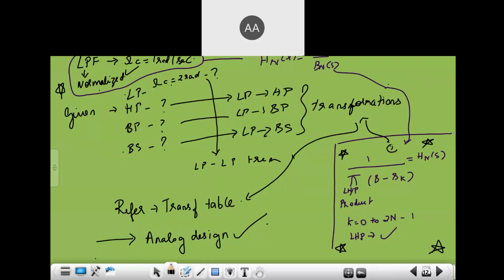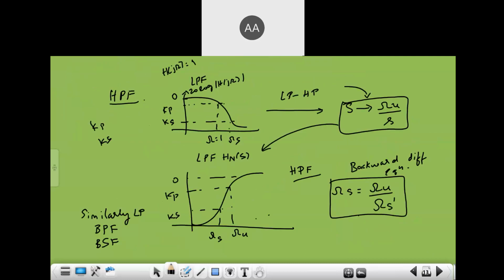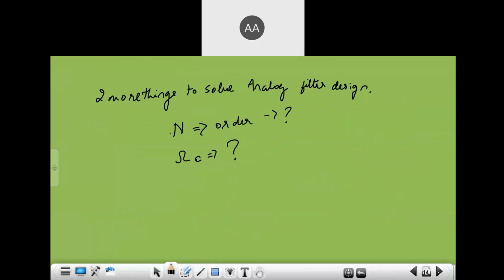From here we do this first, we transform it. How is this done? You will refer to the table and do it. Now before this, as I told you, there are two more important things. For a high pass filter, I have shown you the specifications, say Kp, Ks, omega values are given. We do the low pass design first and then convert it to the high pass design. As I told you, we'll also have to find out the order of the filter.